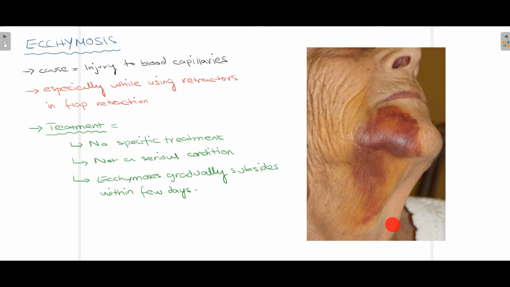It does look like something is really wrong, but it is not a serious condition at all. There is no specific treatment required for such patients, and ecchymosis gradually subsides after a few days. So it is not a serious condition. No specific treatment is required, and in a few days it resolves on its own. So this is how we clinically diagnose and manage ecchymosis as a post-operative complication.